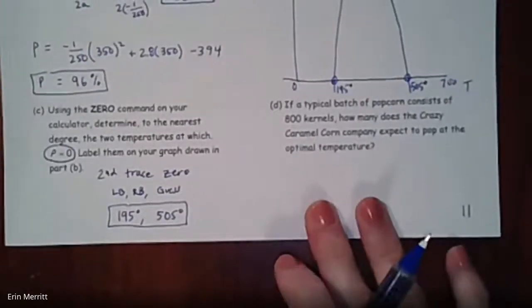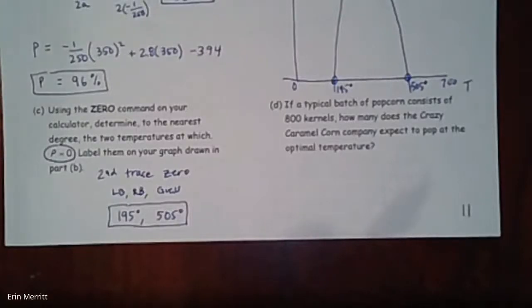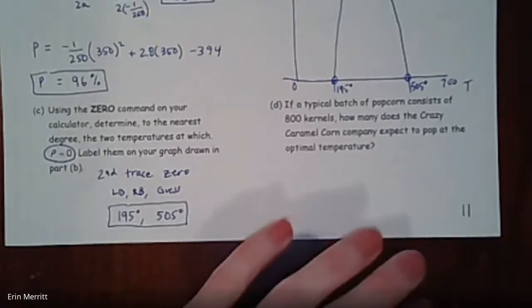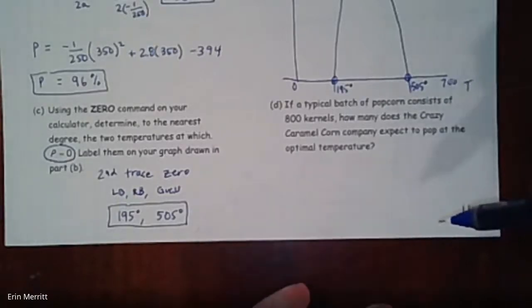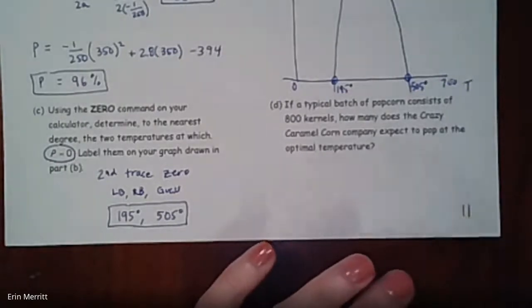Part D, if a typical batch of popcorn consists of 800 kernels, how many does the Crazy Caramel Corn Company expect to pop at the optimal temperature? All right, well, we already found some things.